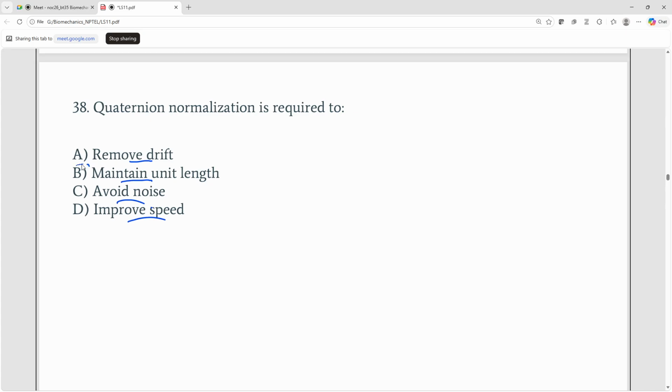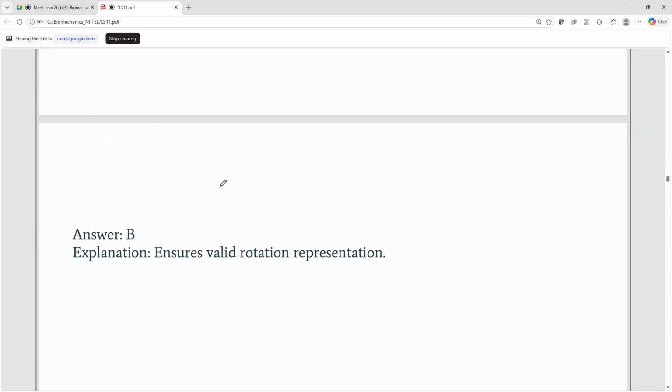Correct answer is option B, maintain unit length. But option A is also correct, to remove drift, because the purpose of quaternion normalization is to remove drift. After quaternion normalization, you will get unit length vectors, but it is done to remove drift or prevent drift. So you can say both A and B.